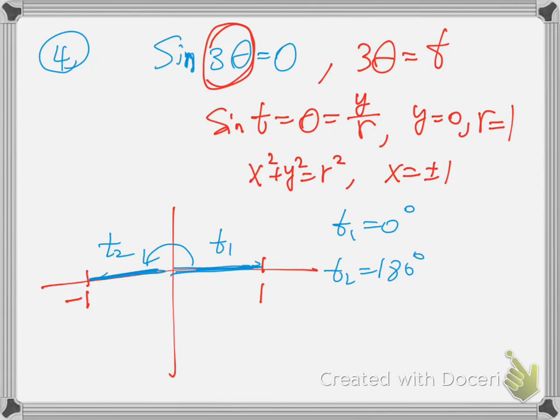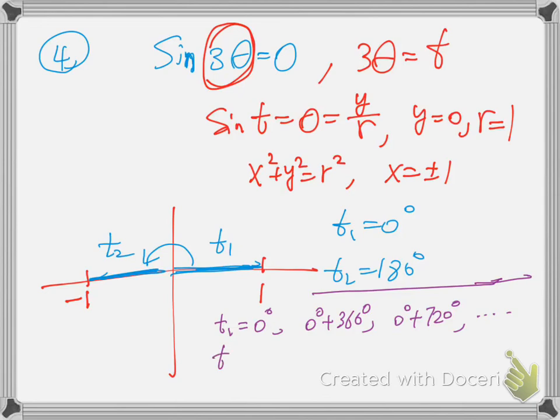So now from previous argument, we know they're not all the solutions. So now let's list all the solutions down here. I'm using another color, okay? So these are based on the given information. So now what's all the solutions? T1 could be 0, could be 0 plus 360, could be 0 plus 720, 2 rotations and more, right? And T2 could be 180, could be 180 plus 360, could be 180 plus 720, and more, right? So this is all the possible t's, and they all have the same terminal side.